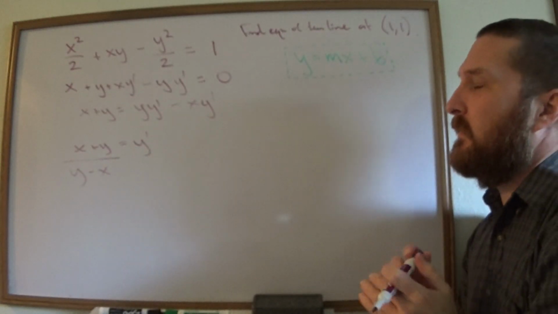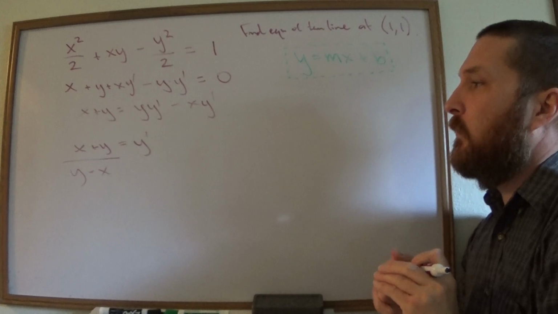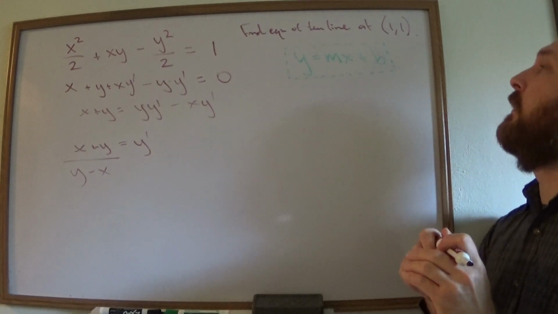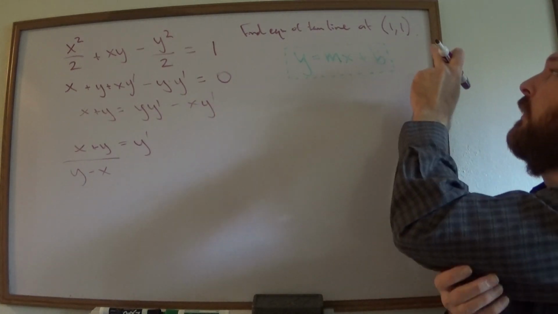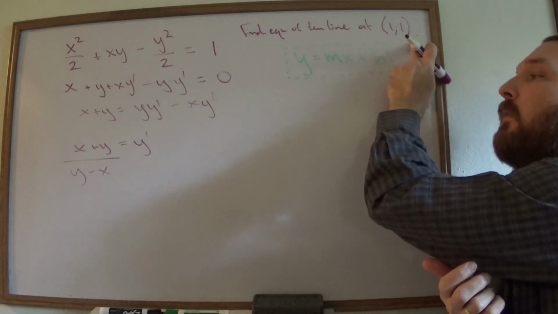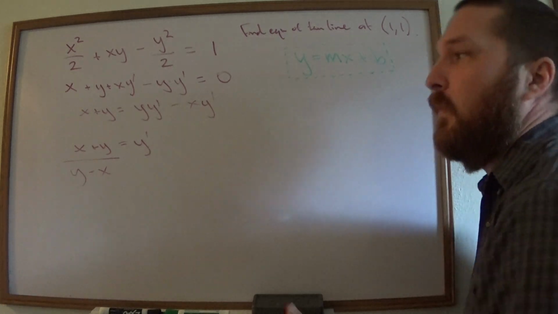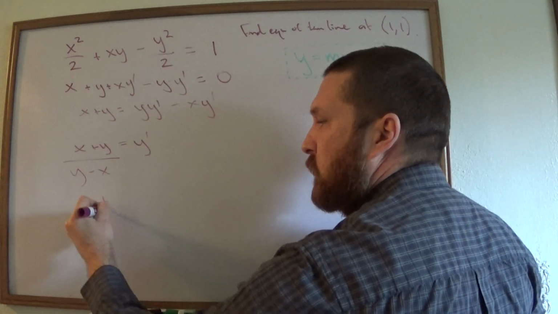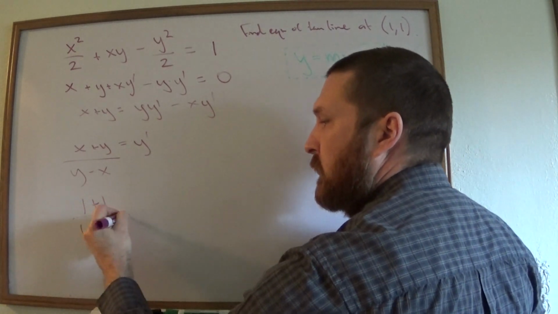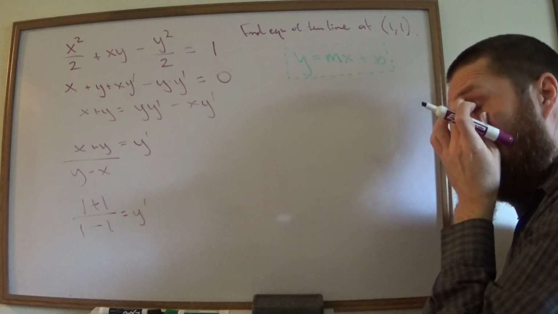Okay, and so what's the derivative? How do I find the derivative? Well, we just did. Plug in 0? Wait, I plug in what? No, plug in 1 and 1. Oh, find the slope. There you go, right? Because I'm finding the slope at what point? At 1, 1. So I plug in 1 and 1, and I get 1 plus 1 over 1 minus 1 equals y prime. Oh, not good.